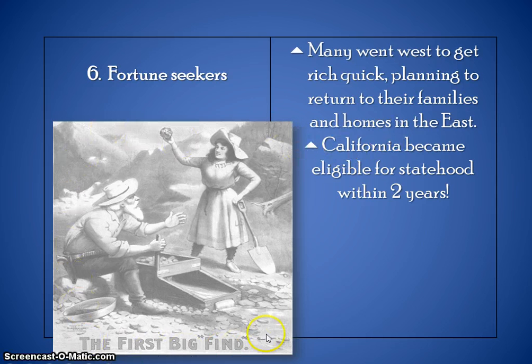Frequently, when an area wants to become a state in the United States, the people there have to wait a long time for the federal government to make their area a state. Well, because of the gold rush, California became eligible for statehood within 2 years. That's very quick for an area to become a state, and that was because of the gold there.